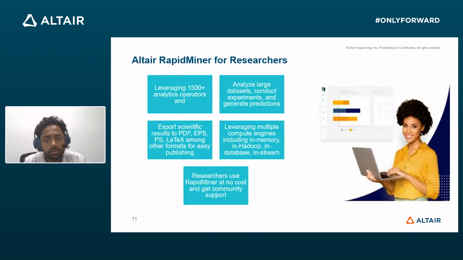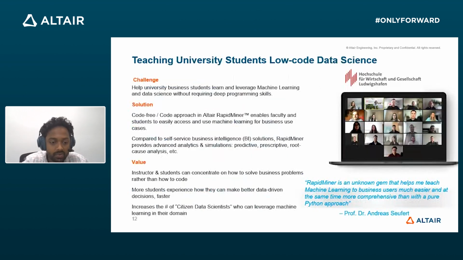And for researchers, the best part is they can analyze really large data sets, which can leverage 1,500 plus analytical operators. And the most important part is it's free. RapidMiner is freely downloadable, so researchers can use RapidMiner at no cost. And they can also get community support. We have a very active community here, so people help each other to solve problems.